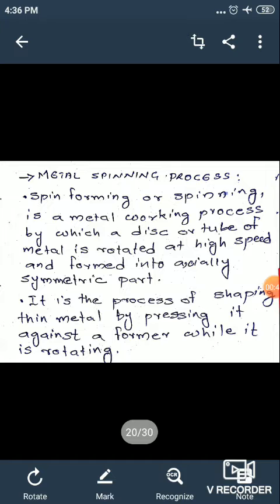Okay, how can we produce this former? The shape to be generated on the workpiece is made of wood or metal and is called a former. Products like cooking utensils, bowls, lamp reflectors, and bells of some musical instruments can be made by this process.